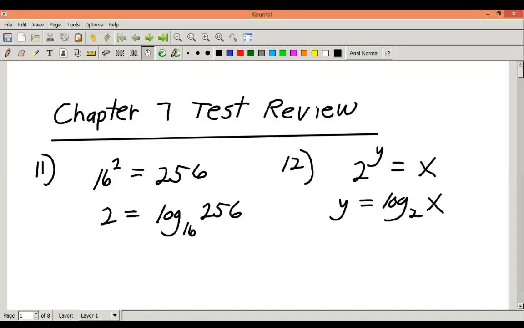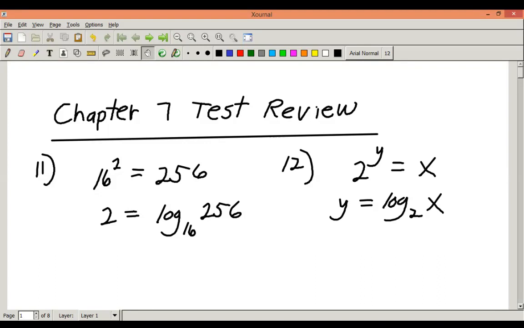Okay, welcome back to part 2 of our unit review, test review on logarithms. We'll do questions 11 through 20, so I recommend that you have your review packet in front of you and follow along with those problems.